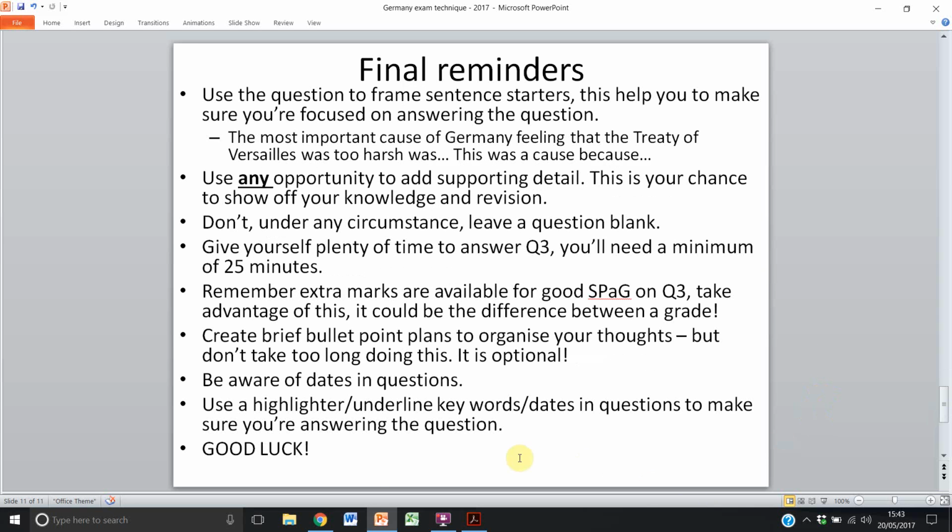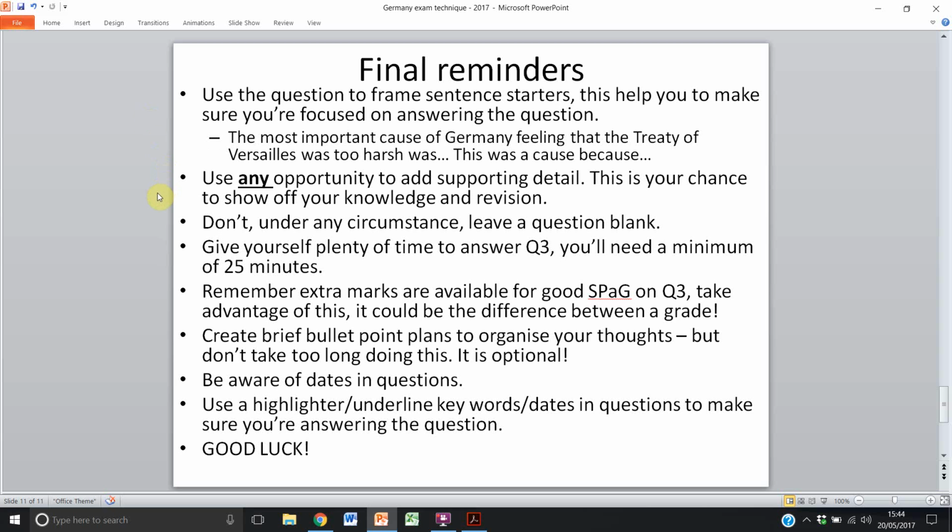Just some final reminders. Very similar, some of these reminders to the Cold War paper, but useful to remember nevertheless. Again, use the question to frame sentence starters. This will help you to make sure you're focused on answering the question. Okay, so the most important cause of Germany feeling that the Treaty of Versailles was too harsh was... This was a cause because... So using the question to start your answer off, to start each paragraph off, is a really simple practice to do, but it will help you to stay focused on answering the question.